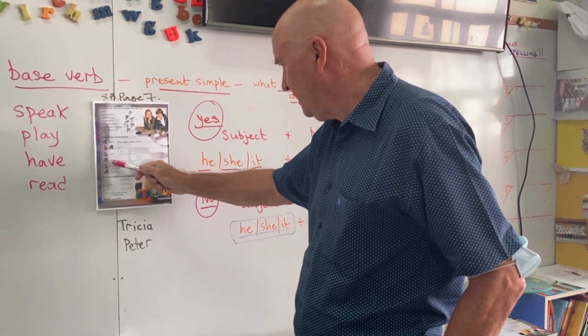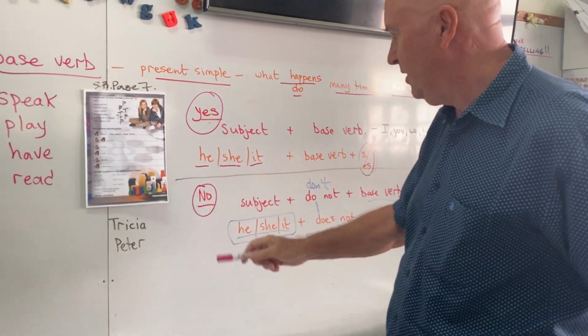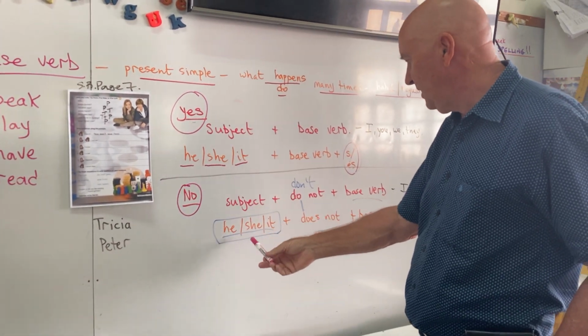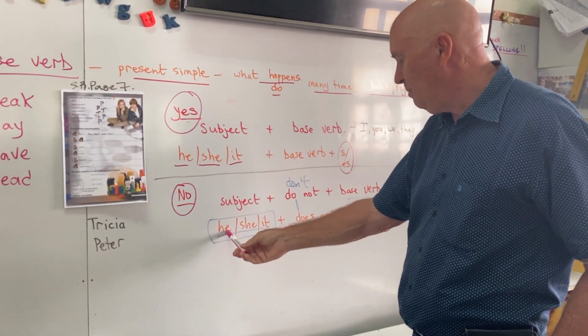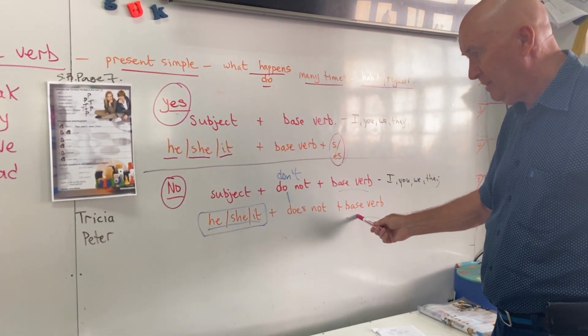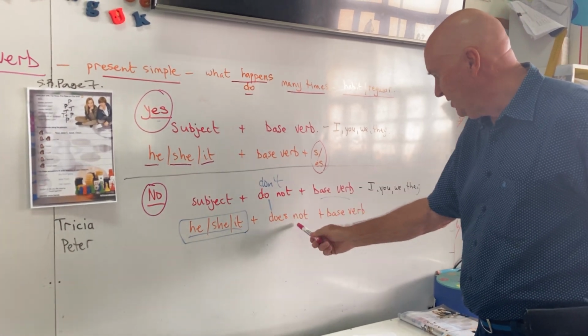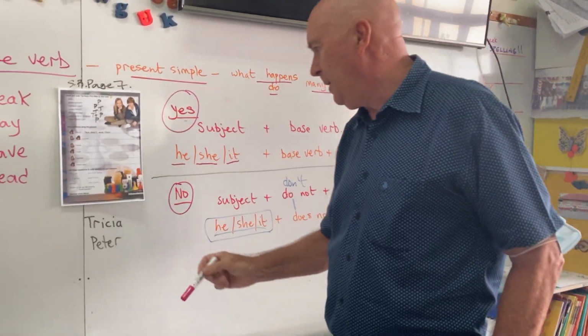Okay, number 4, Peter a pet? No. So we're going to say no. Our subject is Peter. So it's going to be he, Peter, does not have a pet. Our base verb is have. Peter does not have a pet.